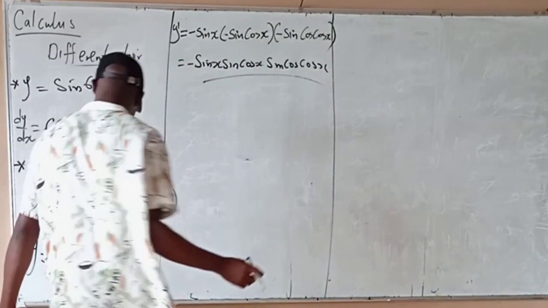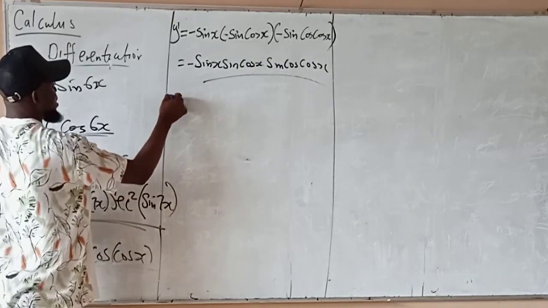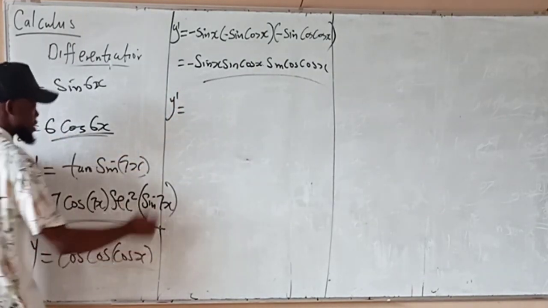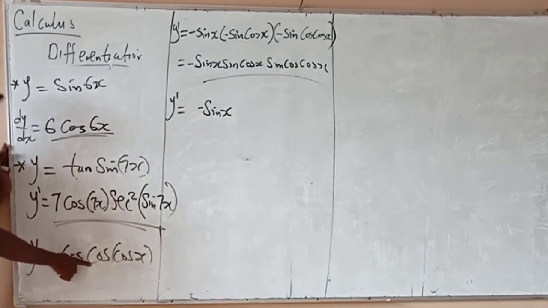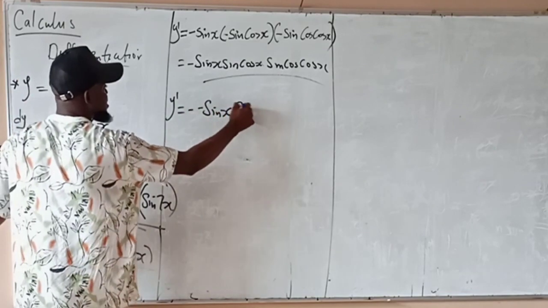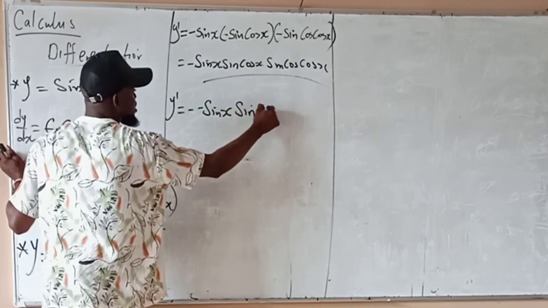Let's do it another way. Look at this. Differentiating cos x, y prime. Differentiating cos x, you're going to have minus sine x. Differentiate this cos, you're going to have minus sine. What is the remaining cos? Cos, not really cos back.